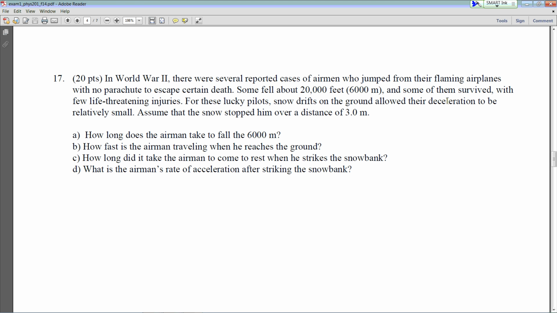Let's see. So say this is the snowdrift right here, and the airman strikes the snowdrift, and then he travels another 3 meters. And I just want to know how long it takes him to travel that 3 meters. And in the previous one, you find his velocity here. That was v final from part 2. That becomes our v initial, right?